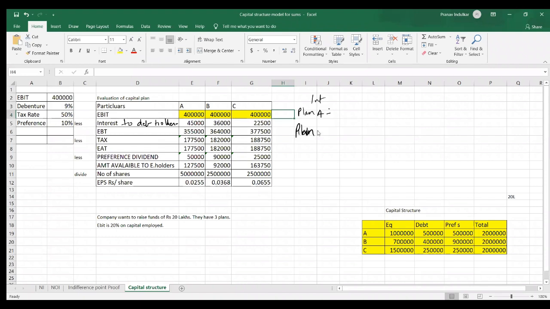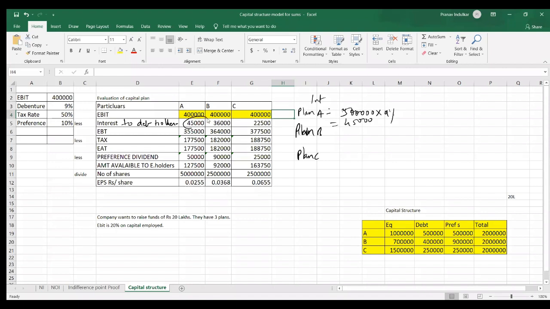Take this as plan B. Take this as plan C. So plan A will be how much? Debenture is how much? 5 lakh into how much percent? 9%. 45,000. ठीक है, 45,000.